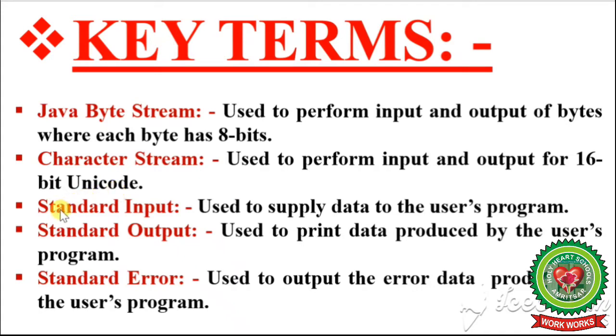The next term, standard input, used to supply data to the user's program. And here the standard input is the keyboard. Next, standard output, used to print data produced by the user's program. And here the standard output is the monitor screen. The last is standard error, used to output the error data produced by the user's program. Whatever error is there in the program is displayed on the screen.